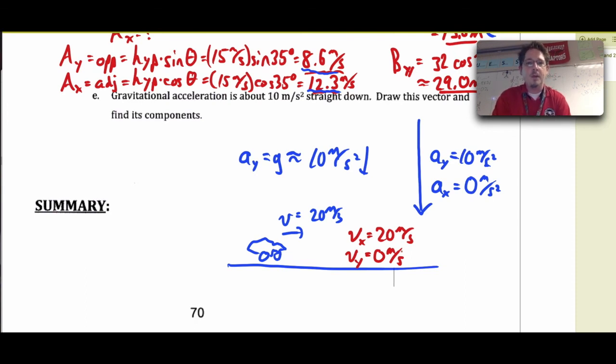All right. Have fun with components. Look around you. You'll see them all over the place. We use them all over the place. Happy physicsing.